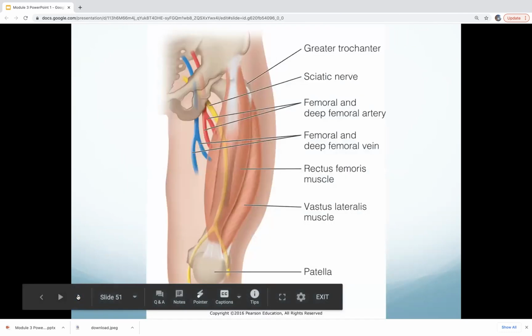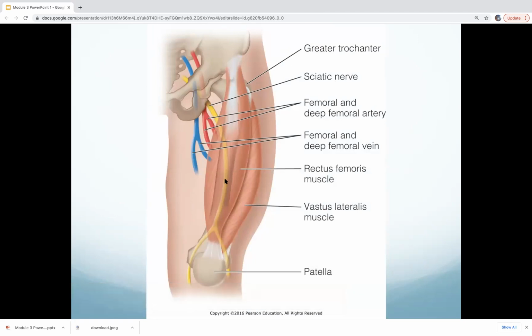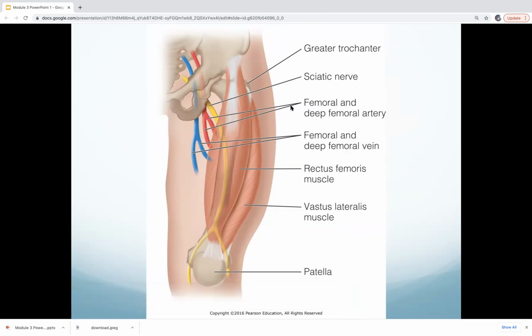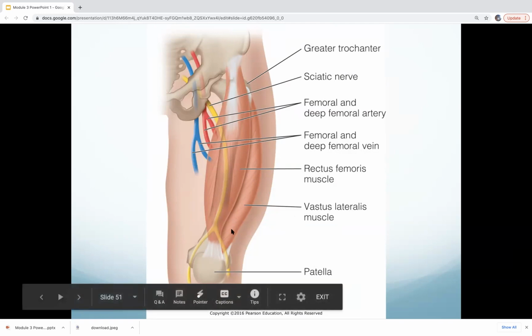And there is a visual. So just take a look there. Here is your greater trochanter up in here, right there. Okay. There is your sciatic nerve, runs there, your patella. And then if you look, here is your vastus lateralis right in here, okay?